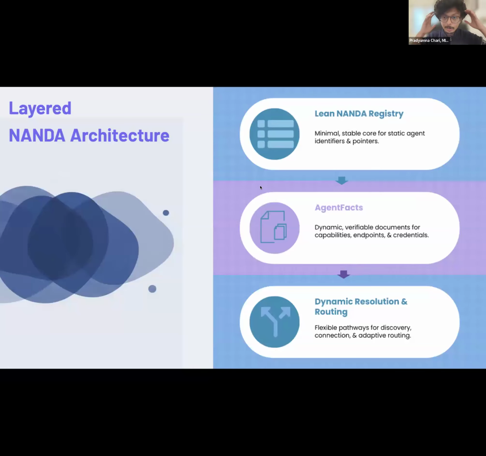We'll start talking about each of these layers in detail. So I'll talk to you about the NANDA registry, Jared will talk to you about agent facts, and John will finally talk to you about the dynamic resolution and routing aspect.